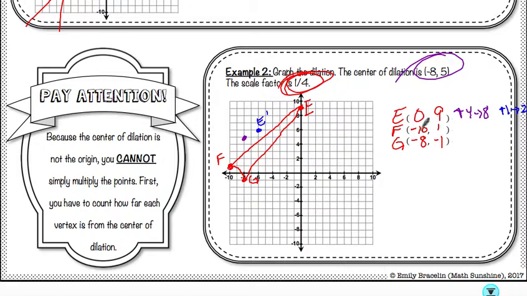Okay, let's go ahead and count. To get to F from the purple dot, I need to go down 1, 2, 3, 4, and over 2. Down 4 and left 2. So to get to the new point, F prime, I need to divide each of these numbers by 4. 4 divided by 4 is 1, so go down 1. 2 divided by 4 is a half, so left 1 half. Down 1, left a half. Ooh, that is really close.